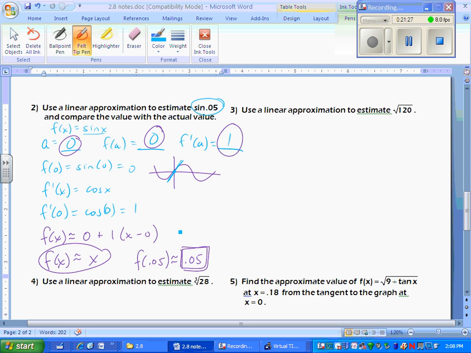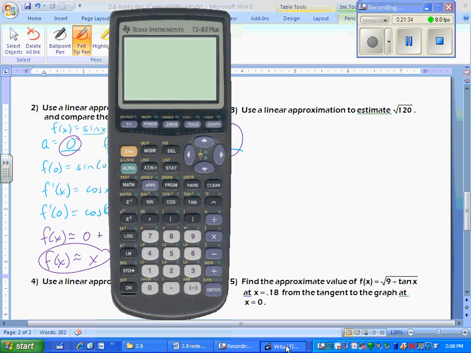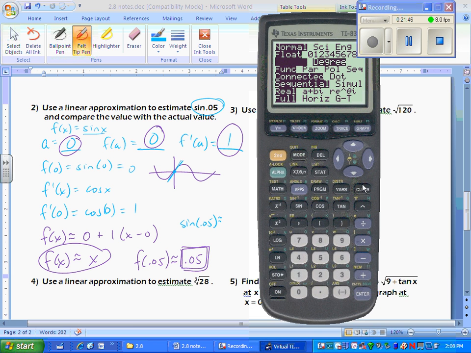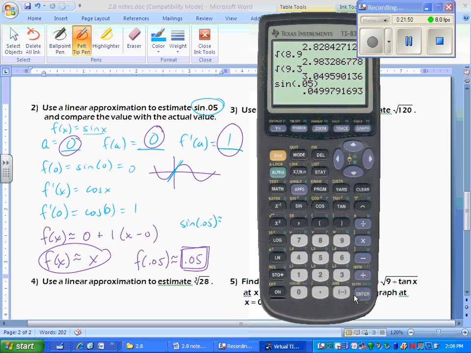So we get 0.05. We can go ahead and check in our calculator what sine of 0.05 actually equals. Make sure you're in radian mode. So, like it said, 0.04997. So you round it, it's going to round to 0.05. So that's a pretty close approximation.